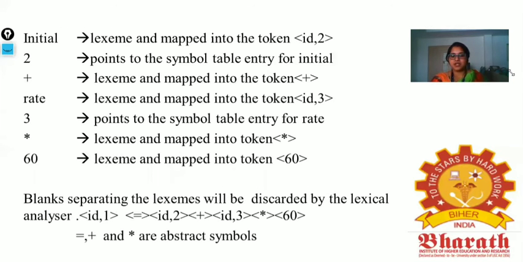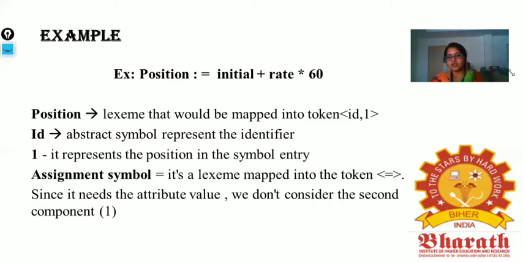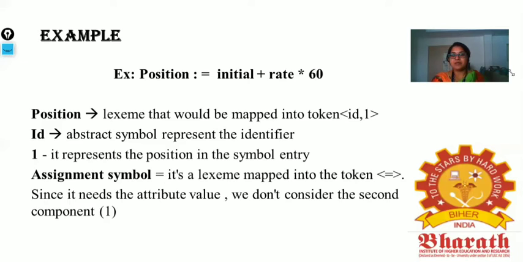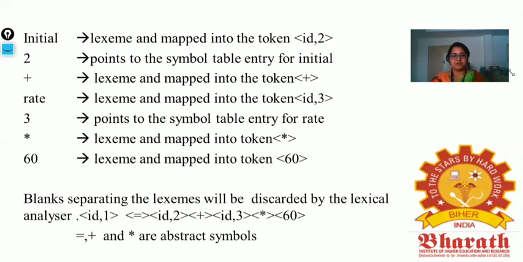So, position has been mapped into the token ID, 1, where ID is the abstract symbol and the 1 represents the symbol table entry position, and the assignment symbol will not have a symbol table entry. Next is initial, and this has been mapped into the token ID, 2. The 2 points to the symbol table entry for initial, and 1 represents the symbol table entry for position. Next, plus is only a lexeme, and it is mapped only with the token plus, so you don't need to have an entry.